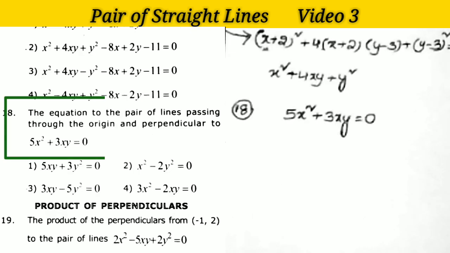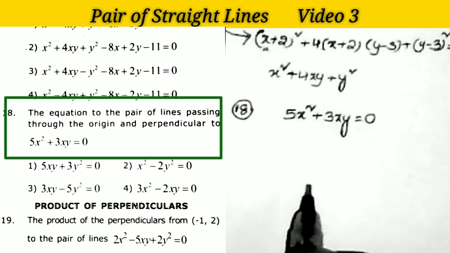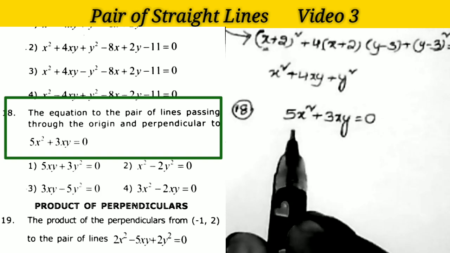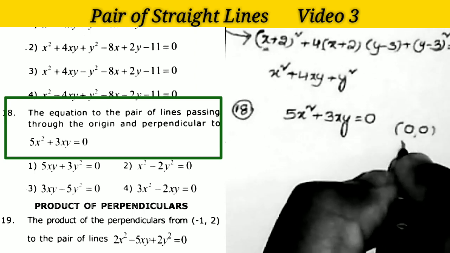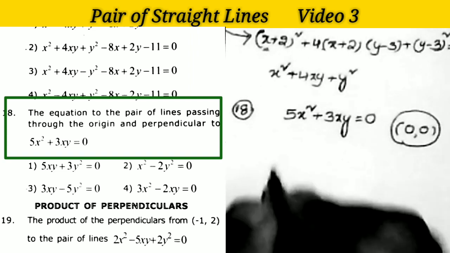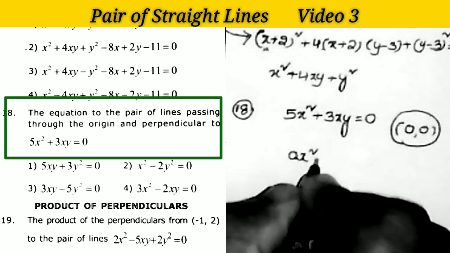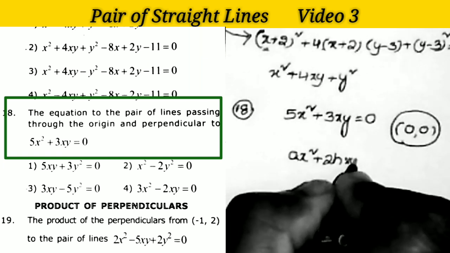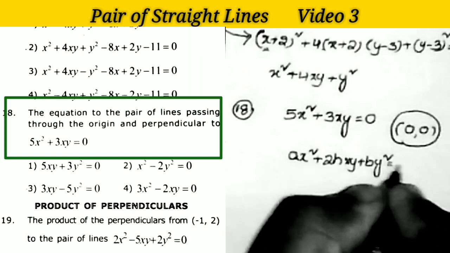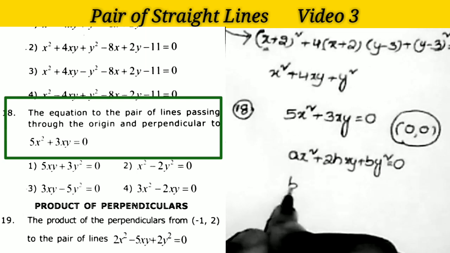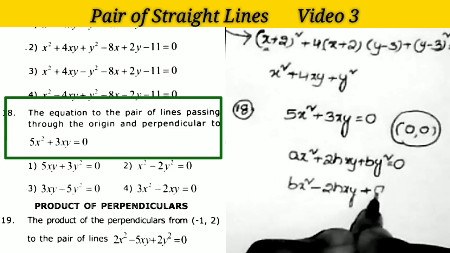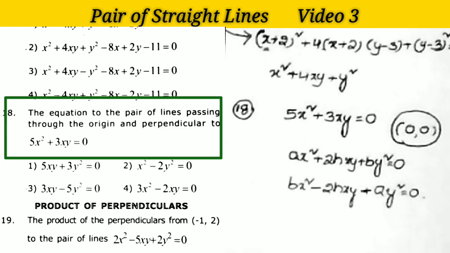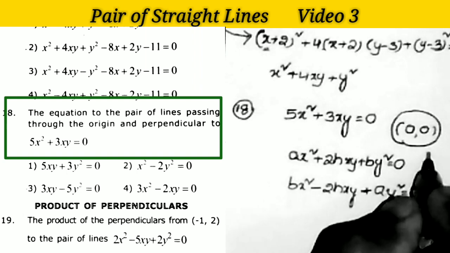Okay. Next problem, sum number 18. The equation of the pair of lines passing through the origin and perpendicular to 5x square plus 3xy is equal to 0. For this, here also I take one formula. For example, ax square plus 2hxy plus by square is equal to 0. This is the pair of straight lines. Now the perpendicular equation of this equation which passes through the origin is bx square minus 2hxy plus ay square is equal to 0.